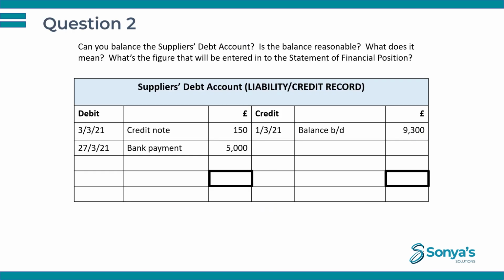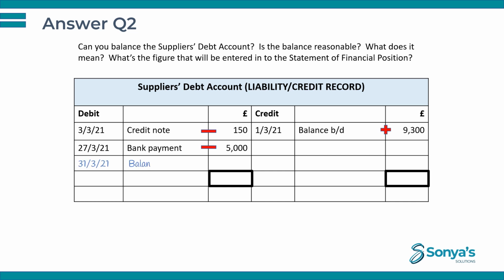Get ready to pause the video to give yourself time to read and answer the question. On the 1st of March, the business owed suppliers £9,300. On the 3rd of March, a credit note was received for goods that had been returned, totalling £150. On the 27th of March, suppliers were paid £5,000.